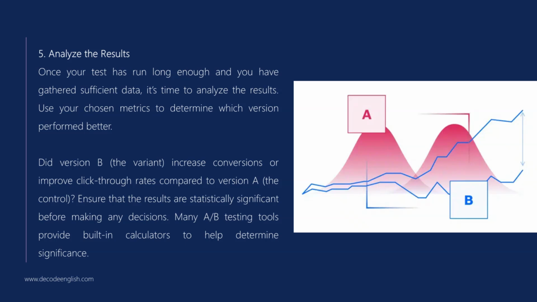It's also helpful to look beyond the primary metric. For example, if the goal was to improve conversion rates, check whether the test impacted other metrics such as bounce rates or time spent on the page. Key takeaway: analyze your results carefully, ensuring statistical significance before making decisions.